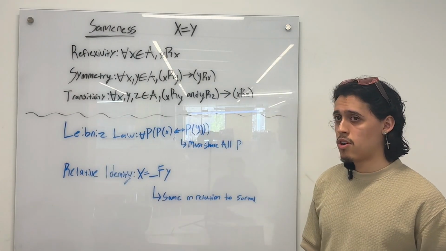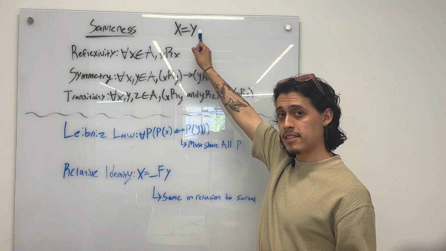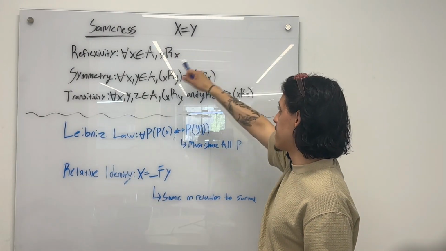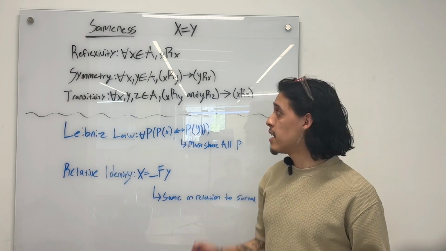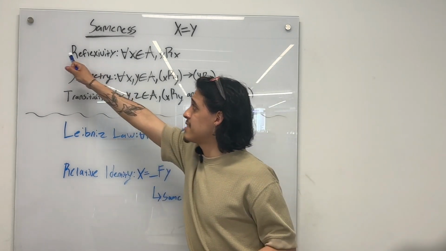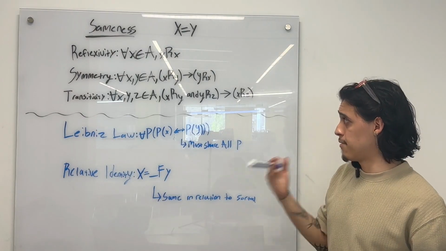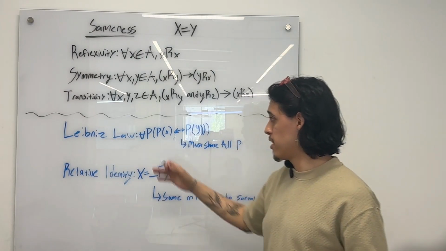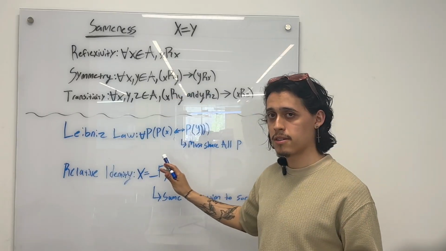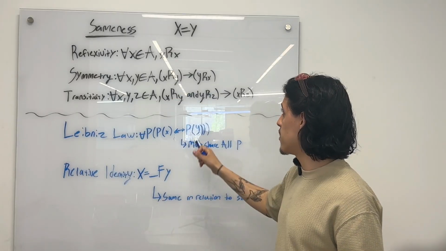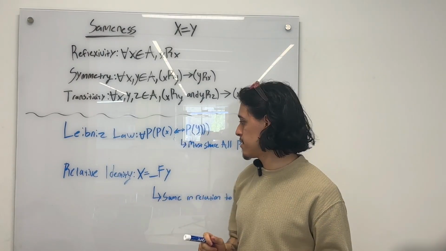Well, Leibniz's law is stating that if X is identical to Y, then they must share all the same properties, right? So it's not just stating that it has to satisfy these conditions of reflexivity, symmetry, and transitivity, which it does, but it's stating something much stronger. It's stating that if X and Y are identical, then they must share all the same properties.